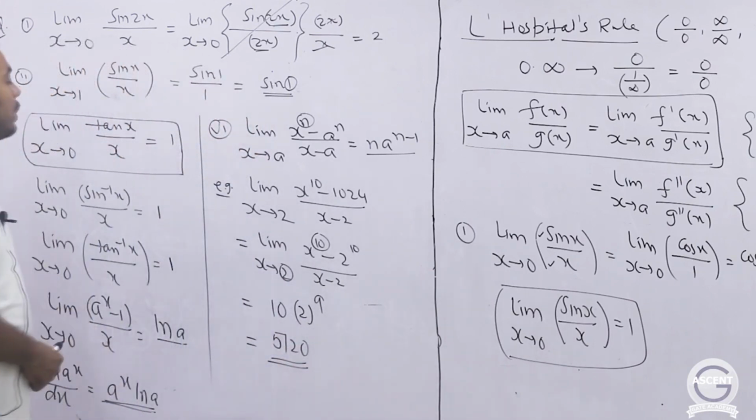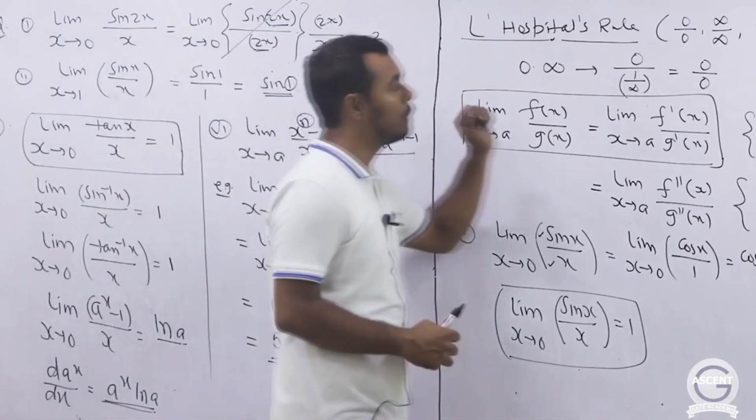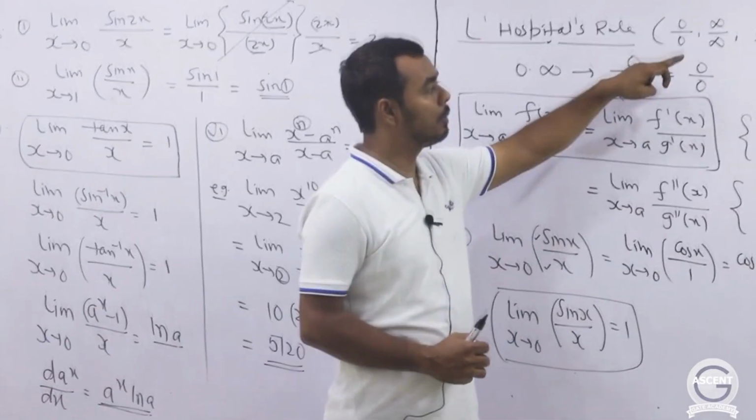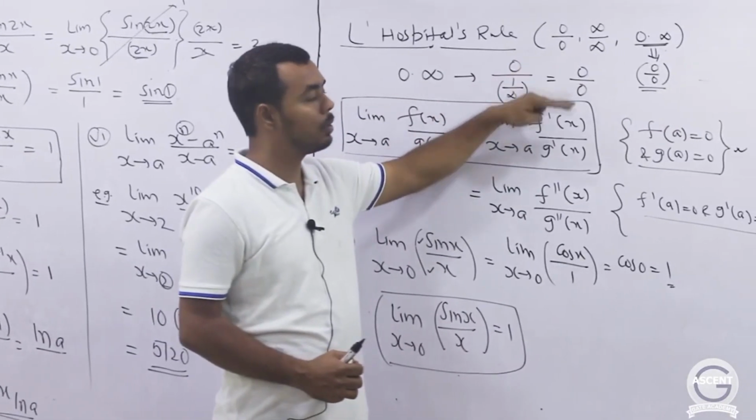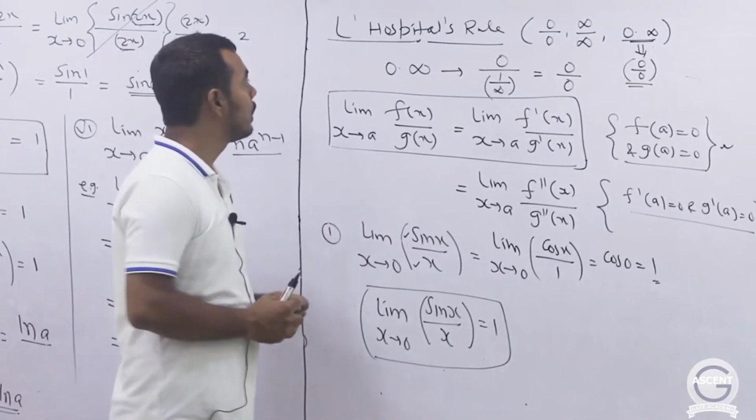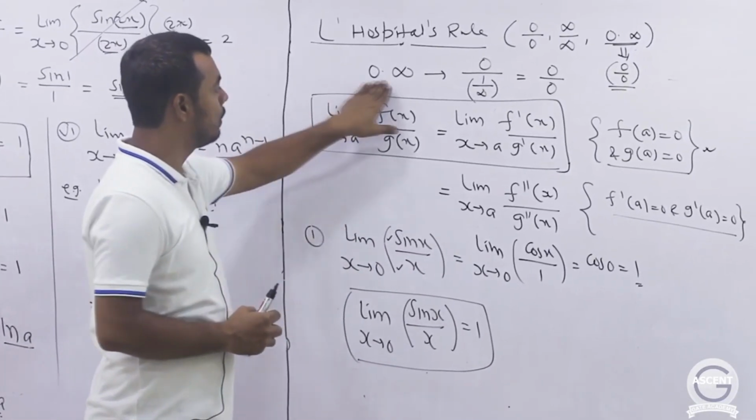So these were 6 different results based on L'Hopital's rule. L'Hopital's rule can be used only if you have any one of these 3 indeterminate forms. If you have the third indeterminate form, then convert that to 0 by 0 or infinity by infinity. Now we'll see some problems based on L'Hopital's rule.